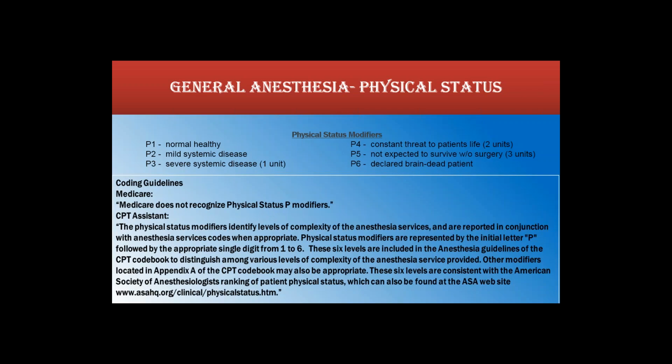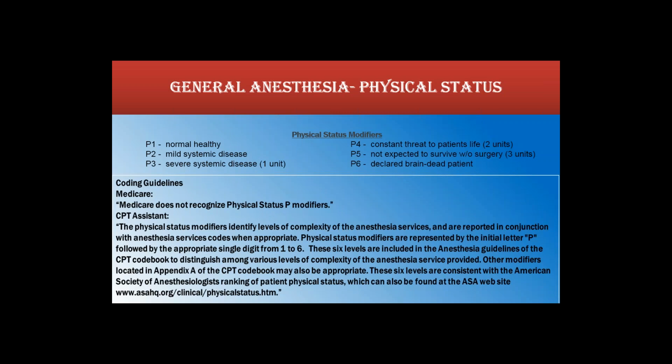General anesthesia and physical status modifiers. P1 indicates a normal healthy patient. P2 indicates a mild systemic disease. P3 is for a severe systemic disease. P4 is a constant threat to the patient's life. P5, not expected to survive without surgery. And a P6, which is a declared brain dead patient. Looking at coding guidelines for Medicare, Medicare does not recognize physical status P modifiers.